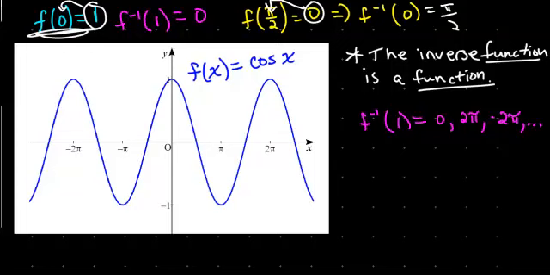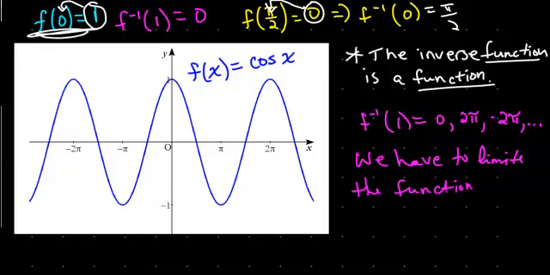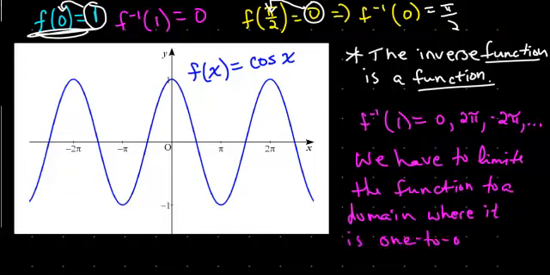It's always repeating itself. So, over the course of history of math, mathematicians, scientists, engineers all agreed that we want an inverse function for the cosine of x. But we have to limit the function to a domain where it is 1 to 1. Okay?